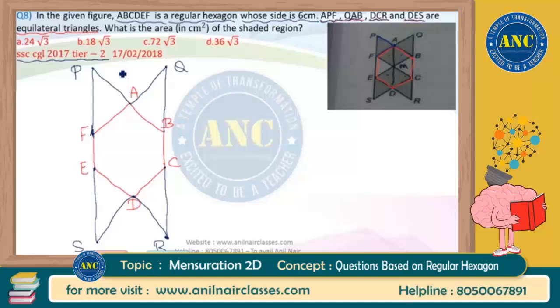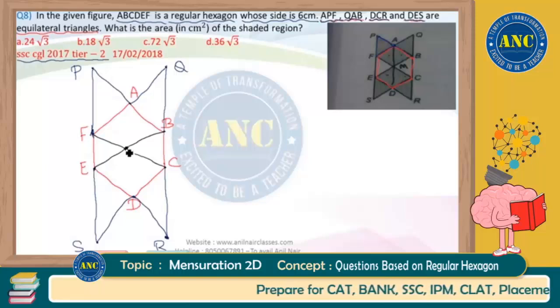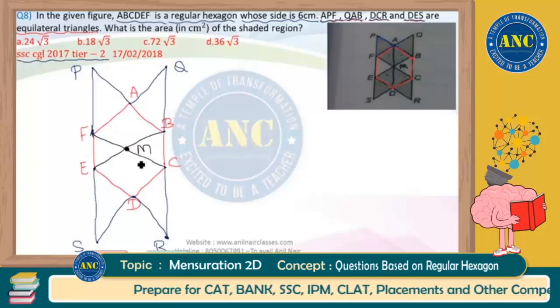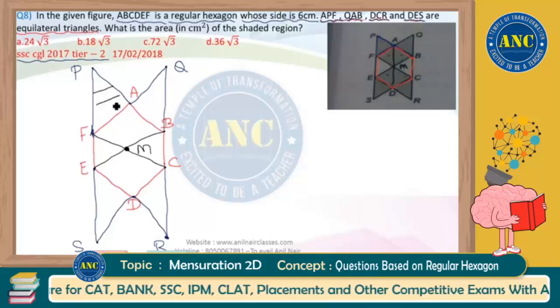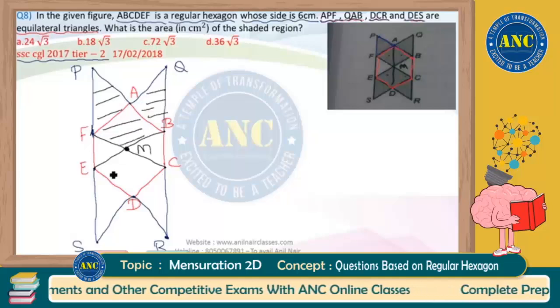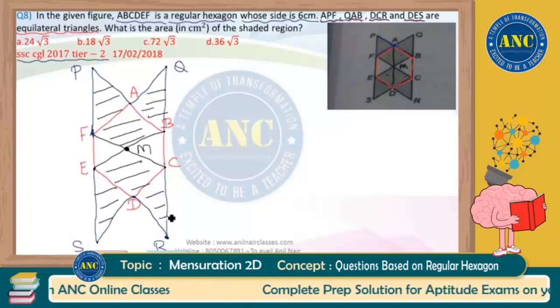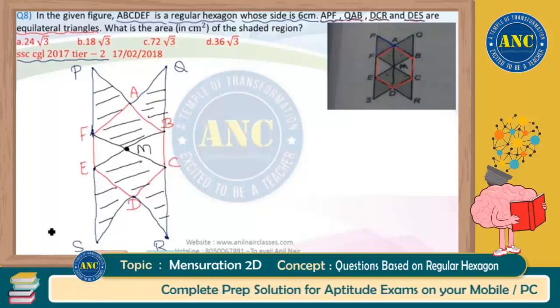Now if you observe here, what they have done in the diagram is, they have joined few points in the diagram. F and C they have joined, right? B and E they have joined. And this point has become your midpoint M. And they are shading this particular portion. This entire portion they are shading. This particular portion they are shading. This also they are shading. This also they are shading. I want to find the area of that shaded portion.